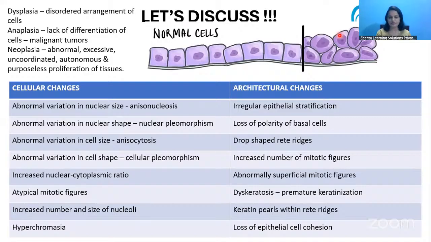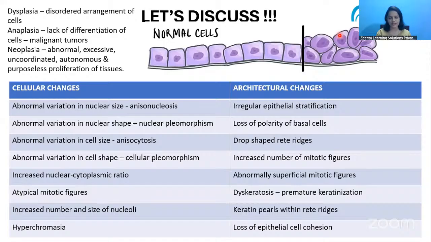Then drop shaped rete ridges. Okay, usually it will be somewhat U shaped rete ridges that will be seen. But in case of some dysplastic changes, there will be continuous proliferation of cells. So that will create drop shaped rete ridges and increased number of mitotic figures, superficial mitotic figures, like lots of cell division is happening continuously. So that's why there will be increased number of mitotic figures also.